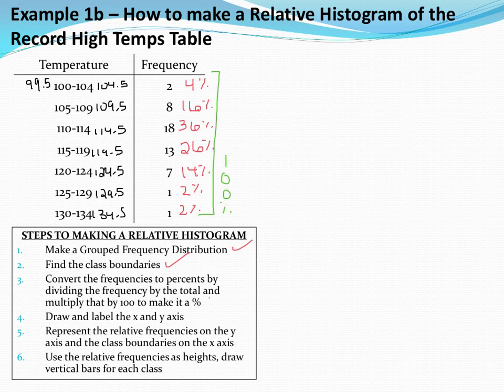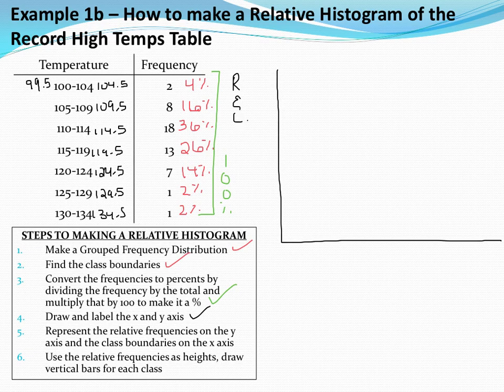Okay, so now we've converted all our frequencies to percents. Now I'm going to draw and label my x and y axis. Here's my y, here's my x, and then I'm going to represent the relative frequencies on the y axis. So I would title this relative frequency. I'm running out of space here. And then down here is still going to be temperature.